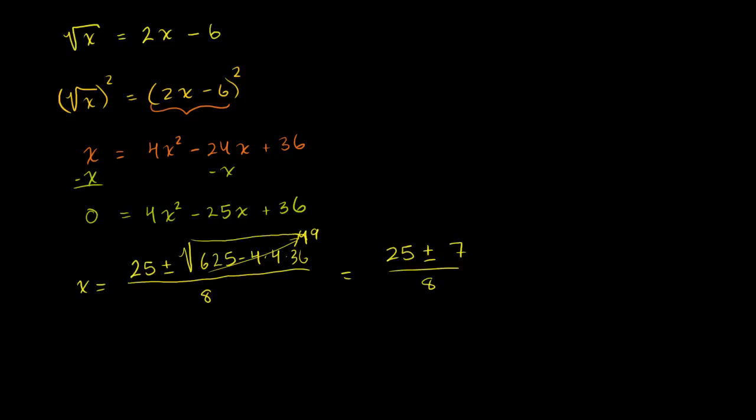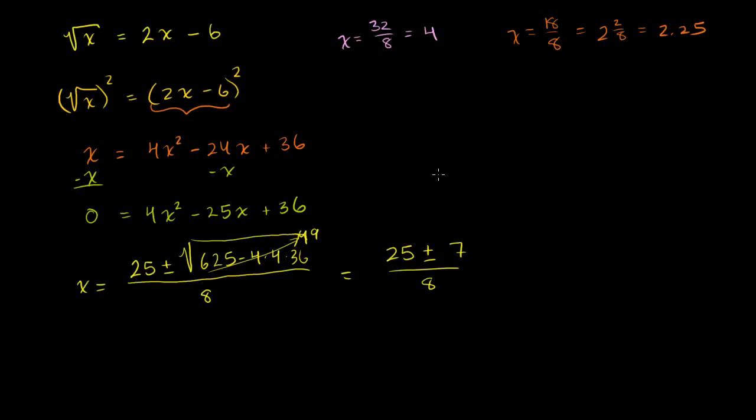So our two solutions here, if we add 7, we get x is equal to 25 plus 7 is 32. 32 over 8, which is equal to 4. And then our other solution, x is equal to 25 minus 7, which is 18 over 8. 8 goes into 18 two times, remainder 2. So this is equal to 2 and 2/8, or 2 and 1/4, or 2.25, just like that.